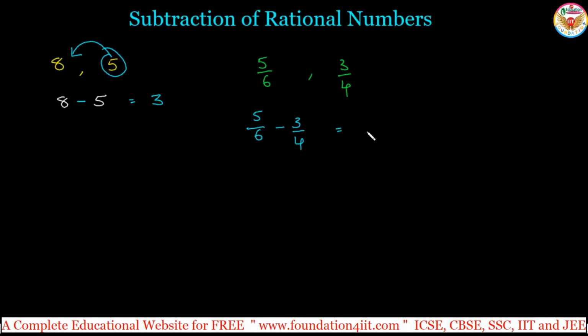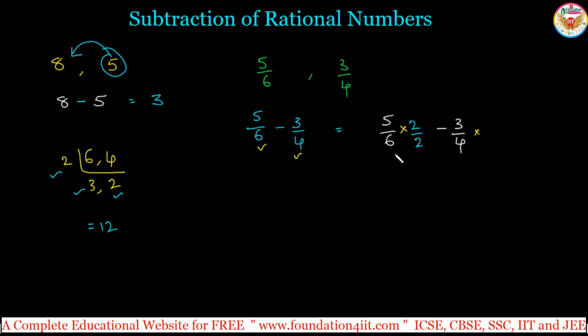So 6 and 4, the LCM is 12. So 5 by 6 minus 3 by 4. We find the least common multiple of the denominators 6 and 4, because based on that we can find what number should be multiplied. 2 3s are 6, 2 2s are 4. For 3 and 2 there is no common factor, so directly we can multiply these: 2 3s are 6, 6 2s are 12. So 12 is the LCM. So you should multiply by 2 because 6 into 2 is 12. The same number you should multiply for the numerator.